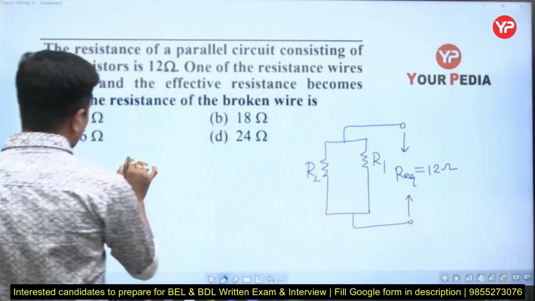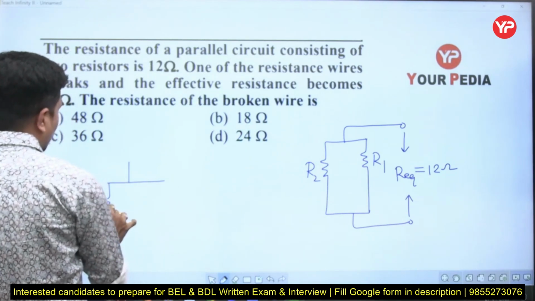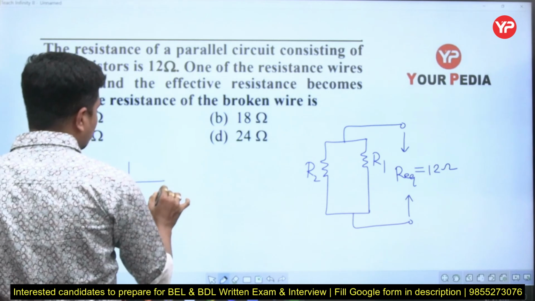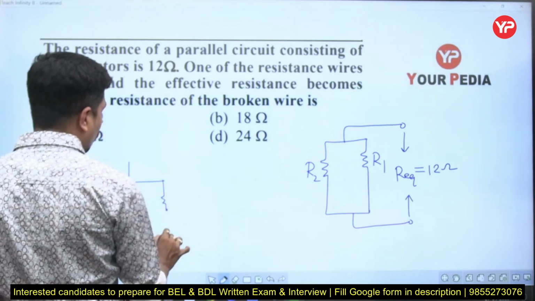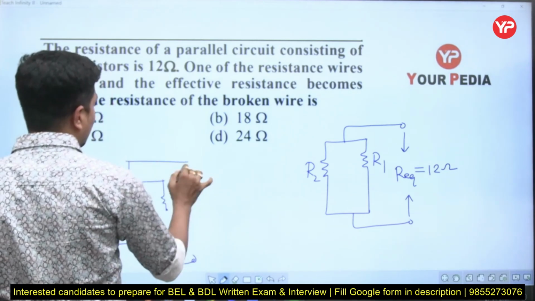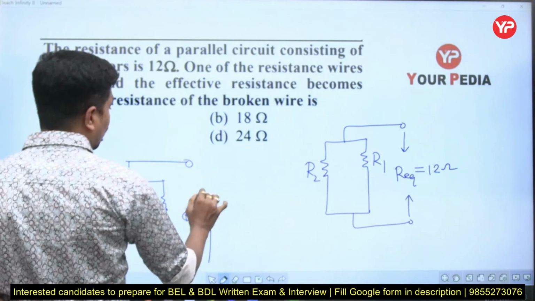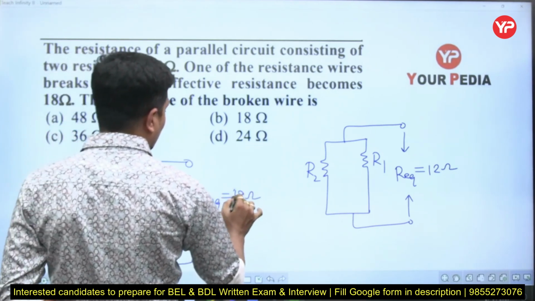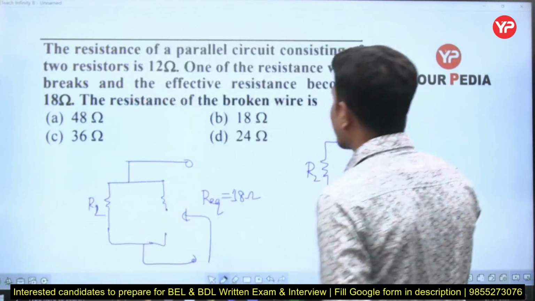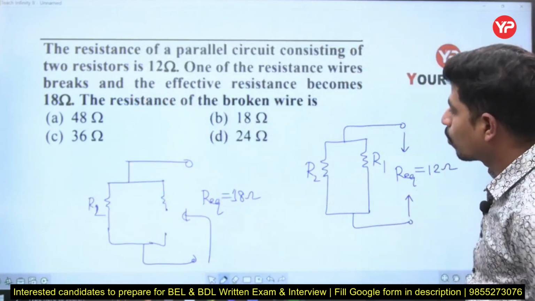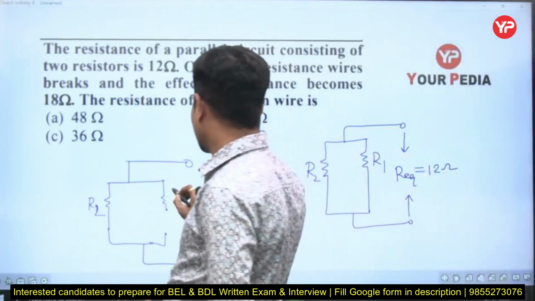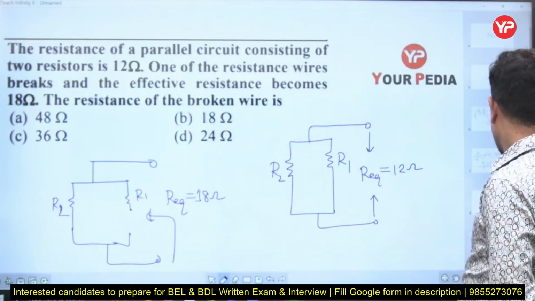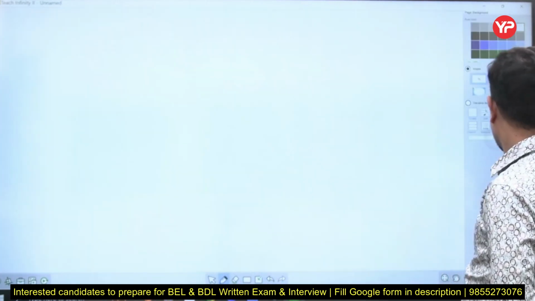Now he is saying one of the resistors breaks. Suppose R1 is broken, R2 is there. Broken means it is open circuit. Then its R equivalent is 18 ohms. The resistance of the broken wire is, he's asking, what is R1? Now let me do it here.